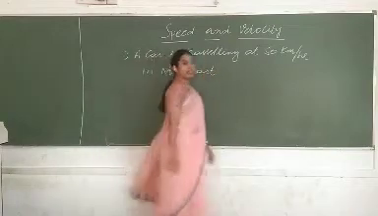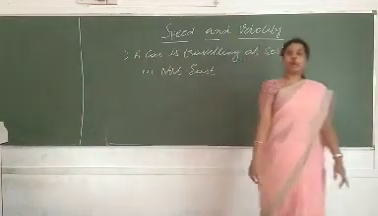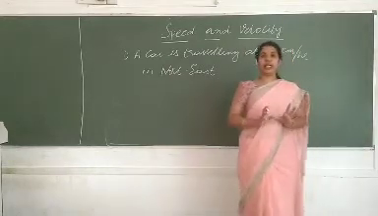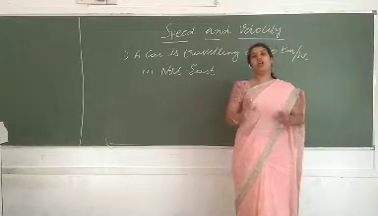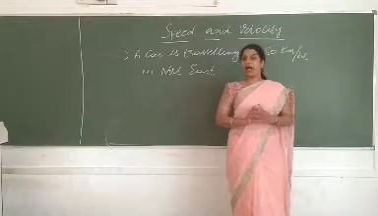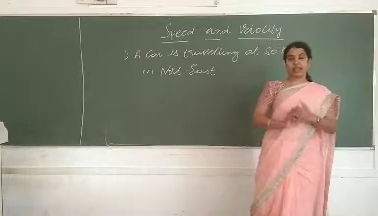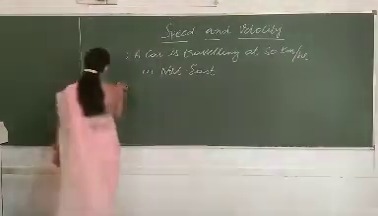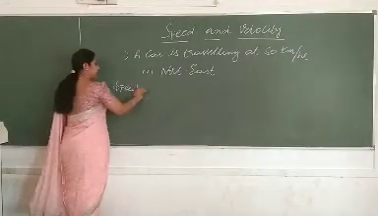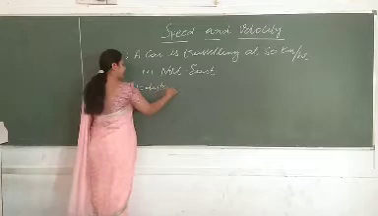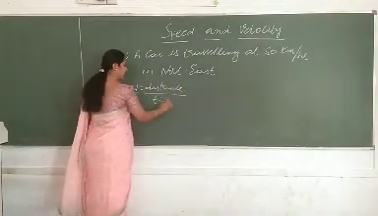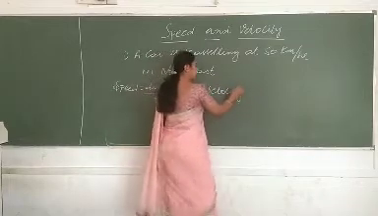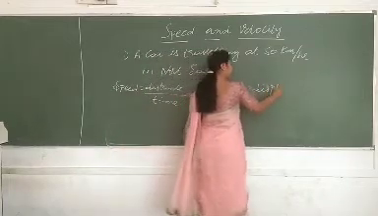This is a sentence given in some textbook or in any numerical problem. How to identify whether the given data is speed or velocity? Again, moving back to the definitions and formulas we have written: for speed, we wrote distance by time, and for velocity, I wrote displacement by time.